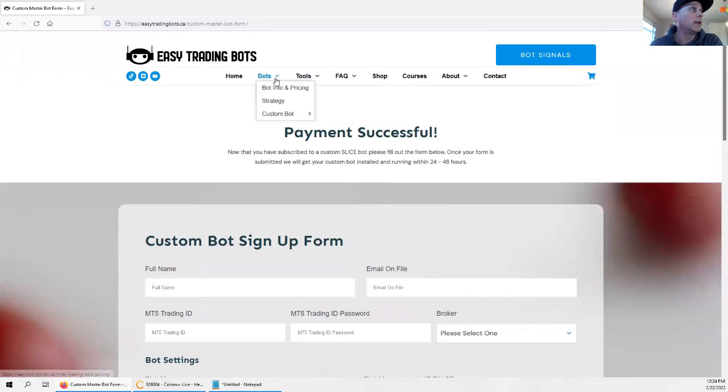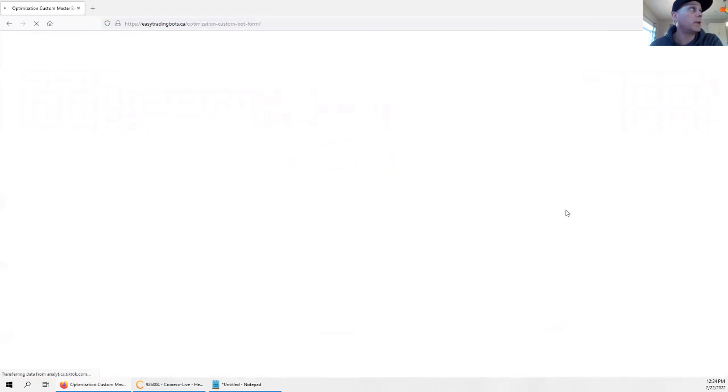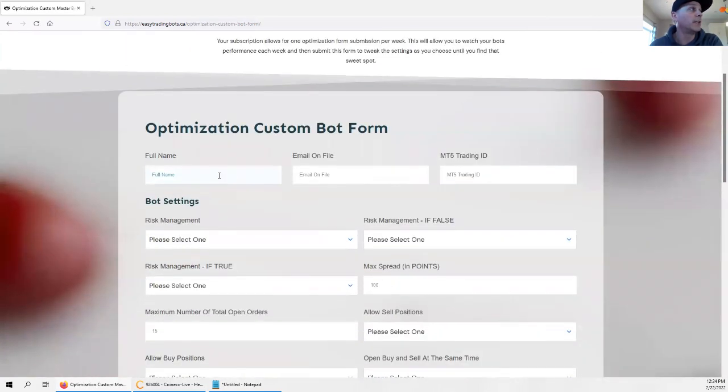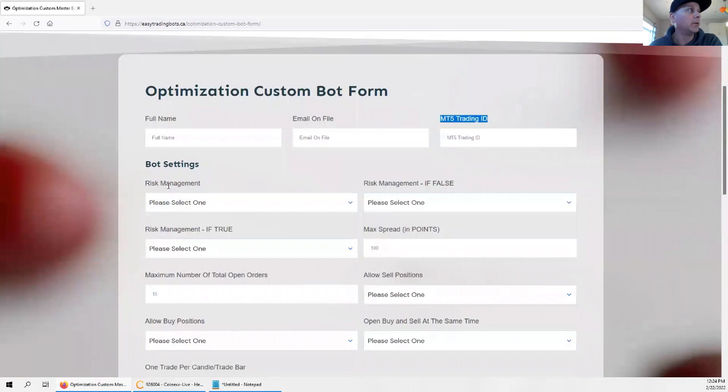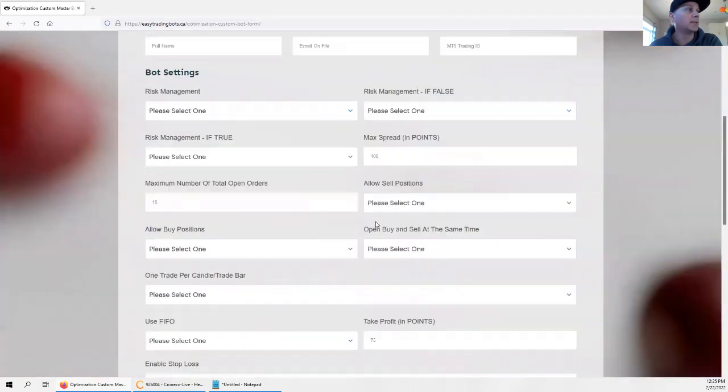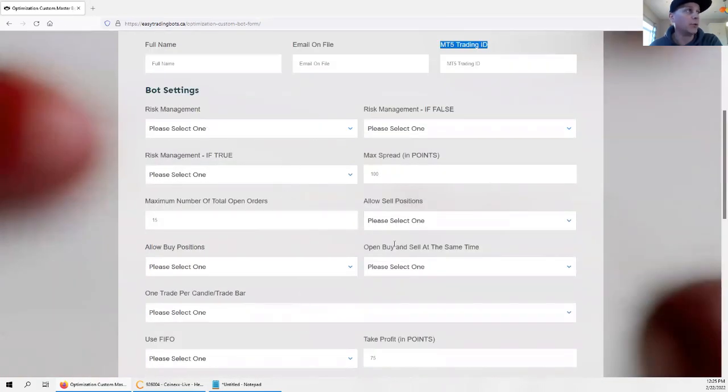Now, every week, publicly on the site, you'll see the bot optimization form. So it's pretty much the same form. The only difference is it's not asking for your password and your broker, because with your name and your email and your trading ID, we'll be able to find you to know which bot to update. And then these settings, again, you'll have to go through this and fill this out, and then we will update your bot with these new requests.